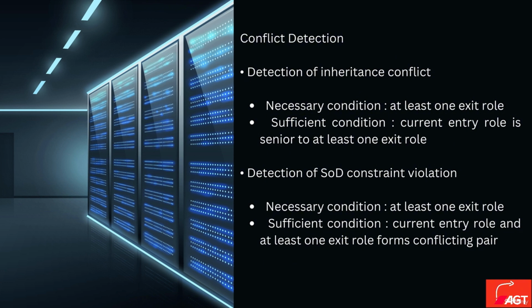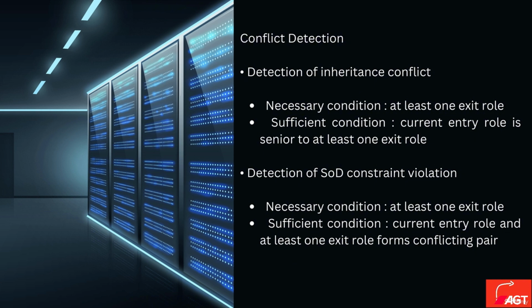A SOD constraint violation is the second kind of conflict that can be found. A rule known as the SOD restriction forbids users from holding multiple roles that could clash and allow for fraud or unauthorized access. There must be at least one exit role in order to be able to detect a SOD constraint violation. It is important to determine whether the present entry role and at least one exit role make a conflicting pair in order to spot a SOD constraint violation. A conflicting pair is a set of responsibilities that the SOD restriction prevents from being issued to the same user.